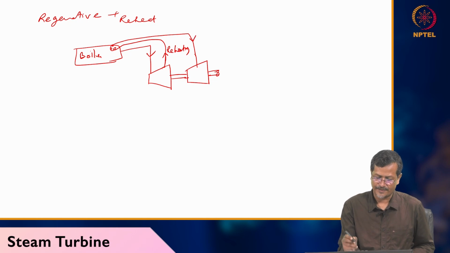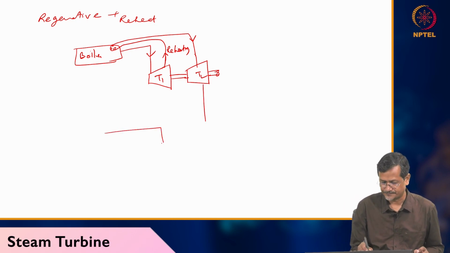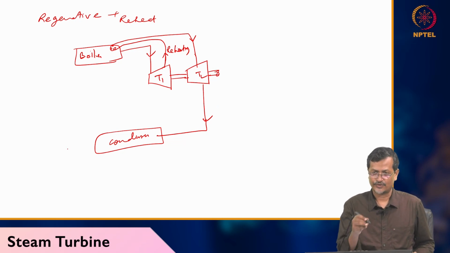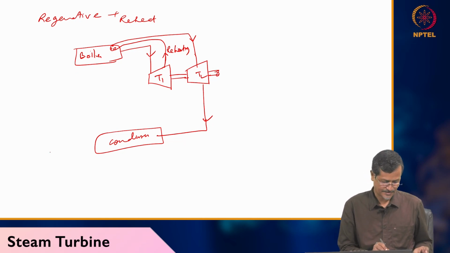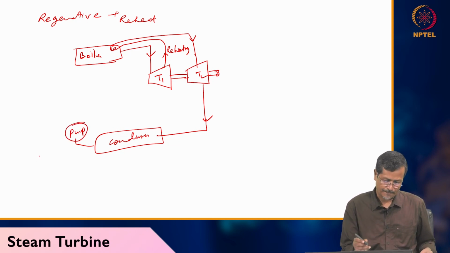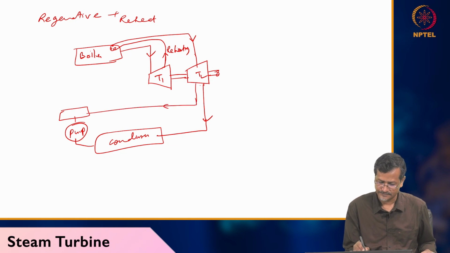Then the reheated steam comes to another turbine, turbine 2. Turbine 2 steam goes to your condenser. So turbine 1 steam did not go to the condenser, rather it went to the boiler. From the boiler it went to turbine 2, from turbine 2 to the condenser, and from the condenser to the pump. After the pump, you take some amount of steam as bleeding steam, and then you mix it here. This is the regenerative part.